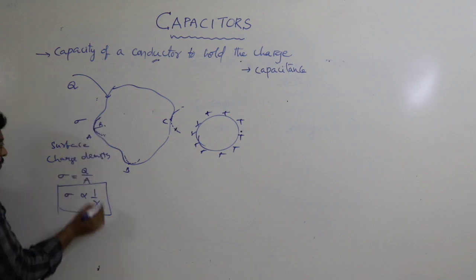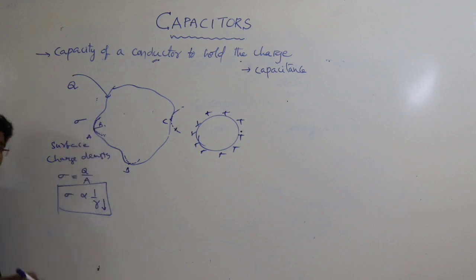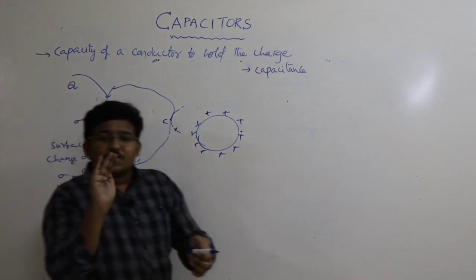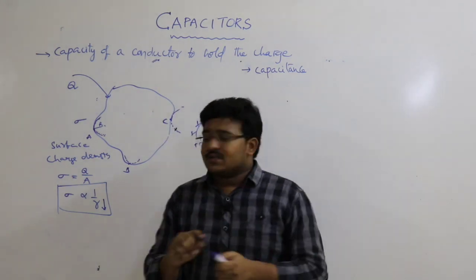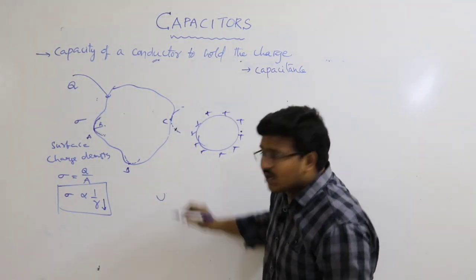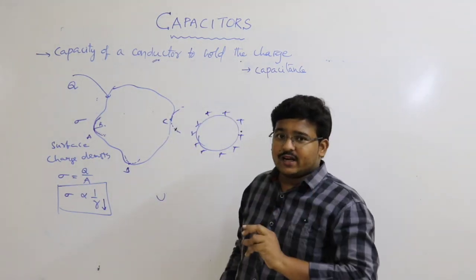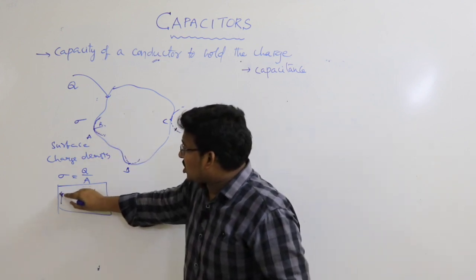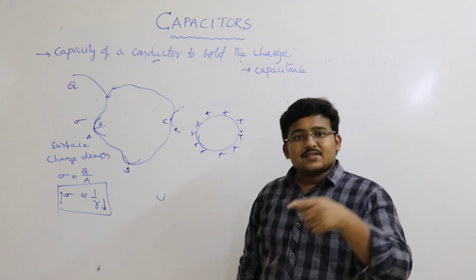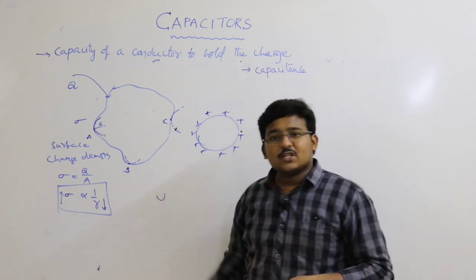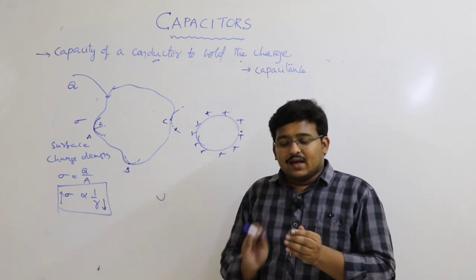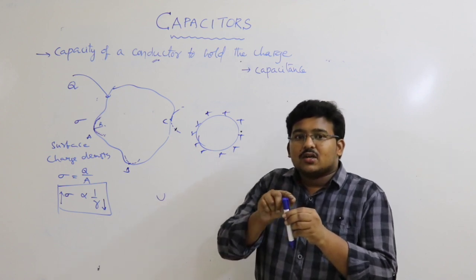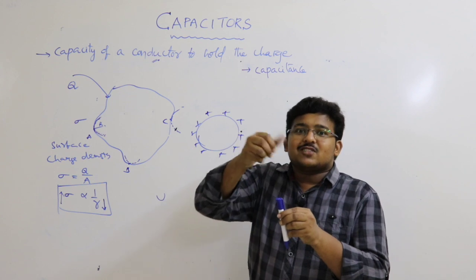Lesser the radius means sharp. If it is a sharp edge, lesser the radius means a small sphere you will get. So if the radius is lesser, you will have more charge density. As sigma is inversely proportional to the radius of curvature, lesser the radius of curvature means a sharp edge. There the more charge will be present.